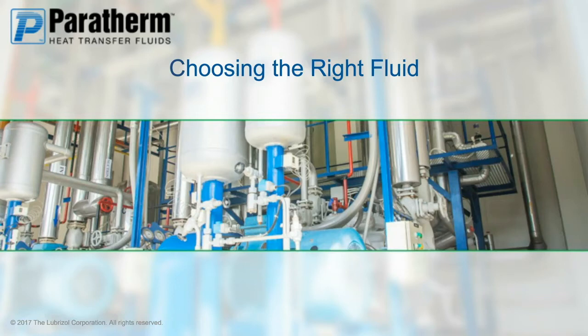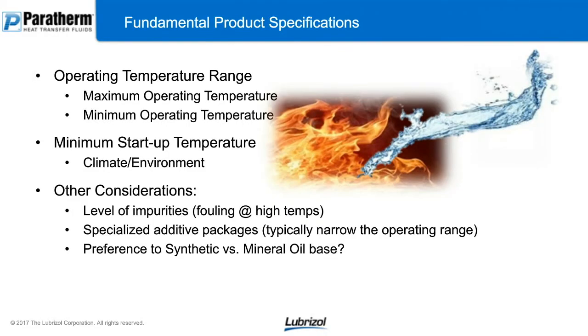So if you have a fluid that's got a really high viscosity to start off, you're going to have really bad flow dynamics and inefficient heat transfer. So what should you look for when you're choosing a heat transfer fluid? The fundamental product specifications are operating temperature range, obviously, your maximum operating temperature and your minimum operating temperature. You want to make sure that the fluid you're using is well in excess of your maximum operating temperature and can certainly handle your minimum operating temperature.